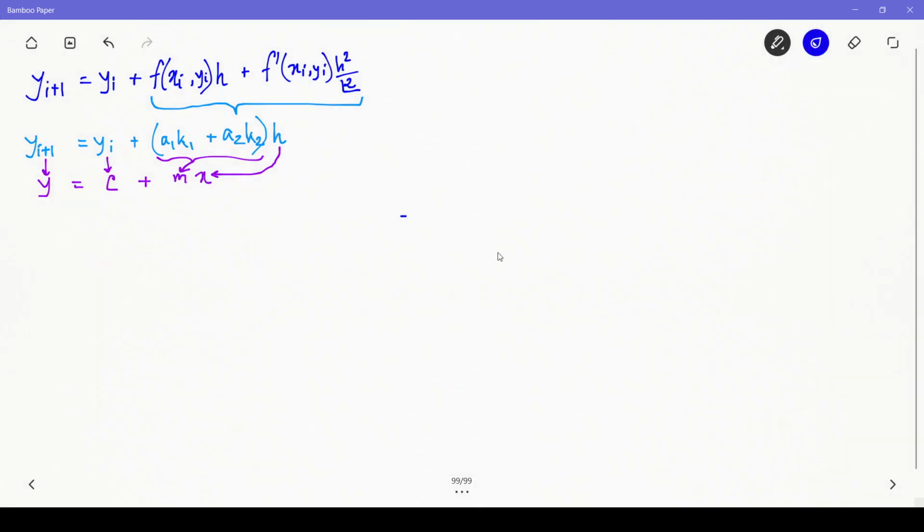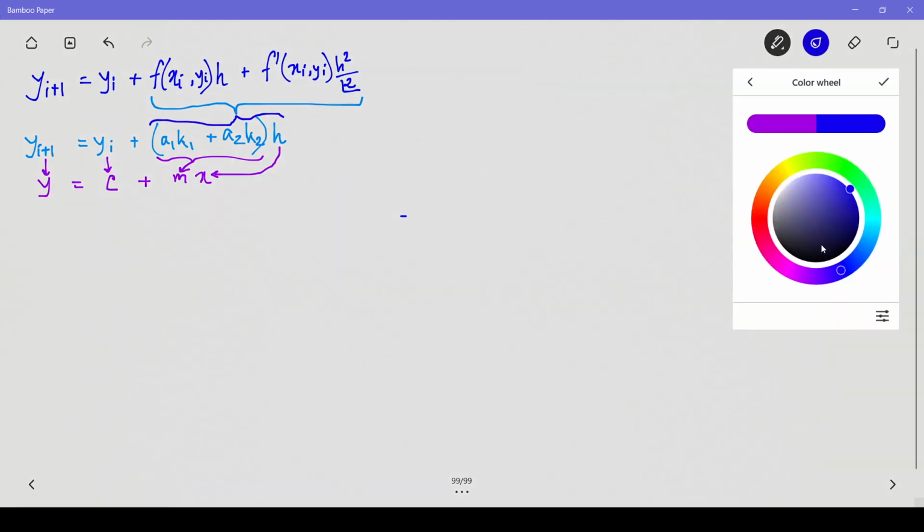So what Runge and Kutta did was they approximated the last two terms of the Taylor series, of the three terms that we're considering from the Taylor series. They've approximated it as something like this. Okay, so a1 k1 plus a2 k2 times h.